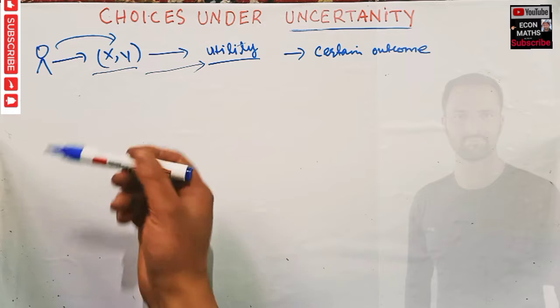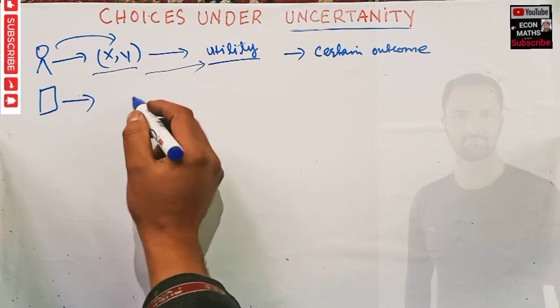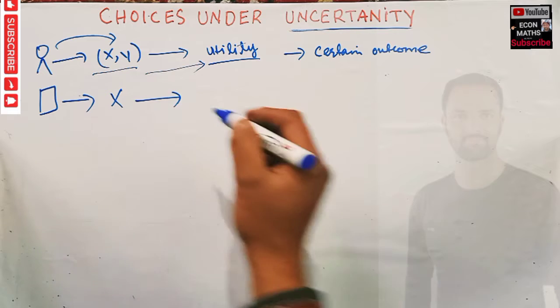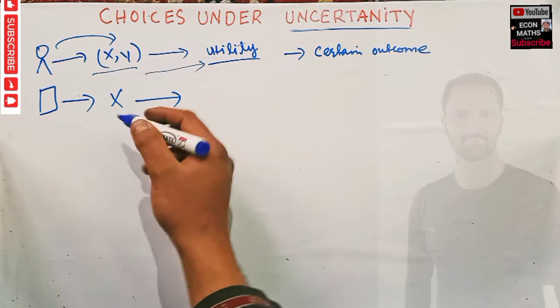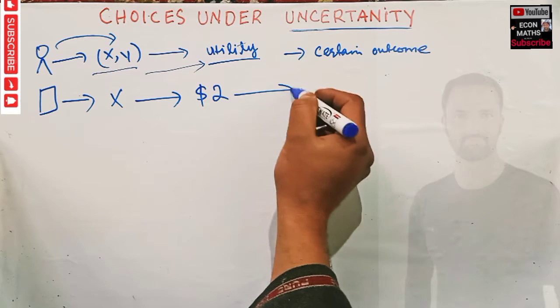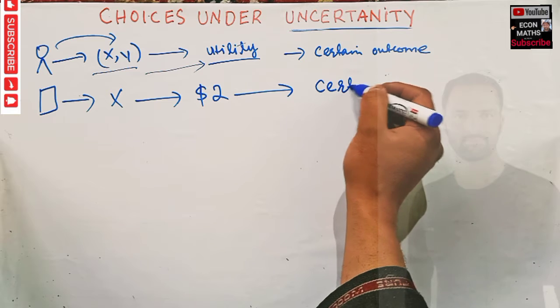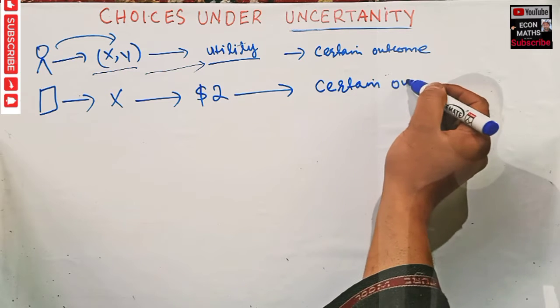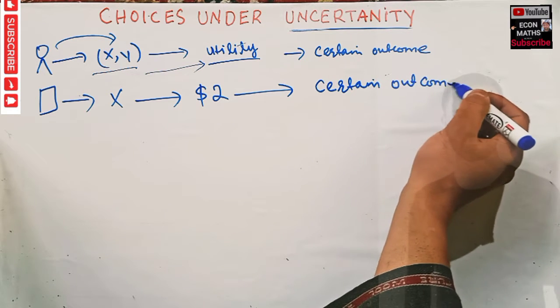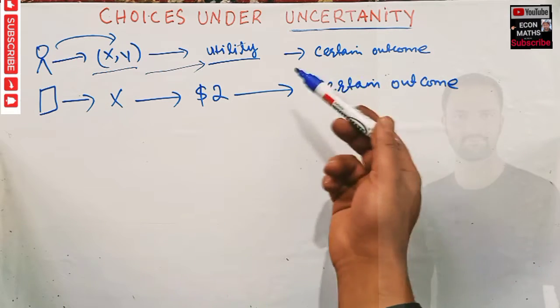Let's talk about another example. Let's say we have a firm. It is producing eggs, and it is selling them. It tries to sell them at, let us say, $2. In this case also we have a certain outcome. So these are the certain events. There is no uncertainty involved.